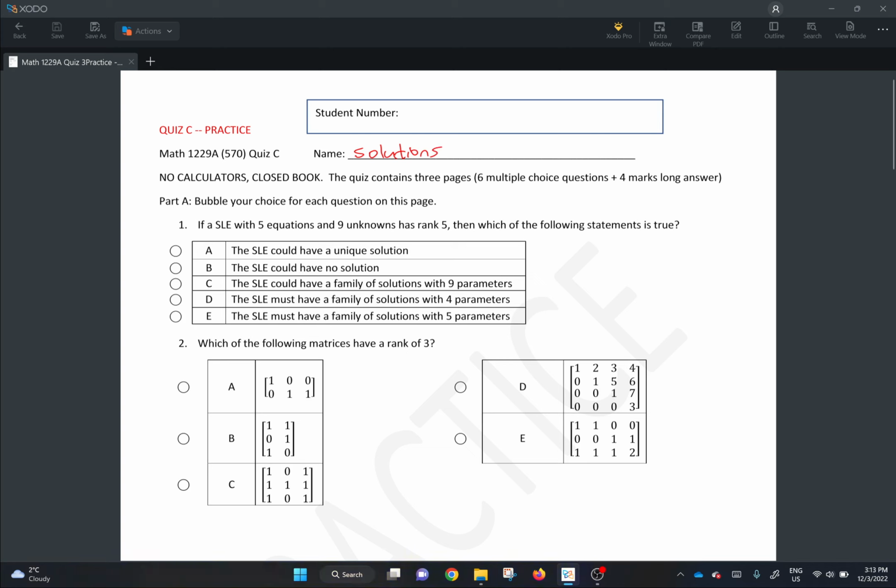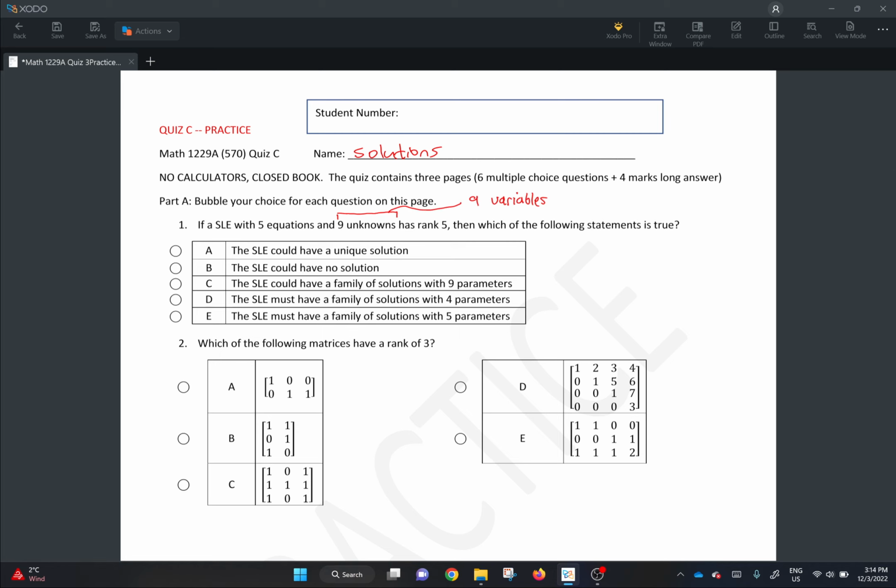First question asks, if you have a system of linear equations with 5 equations and 9 unknowns, and that system of linear equations has rank 5, then which of the following statements must be true? So let's disentangle what this means. First part, 9 unknowns, means there's 9 variables: x1, x2, x3, all the way to x9.